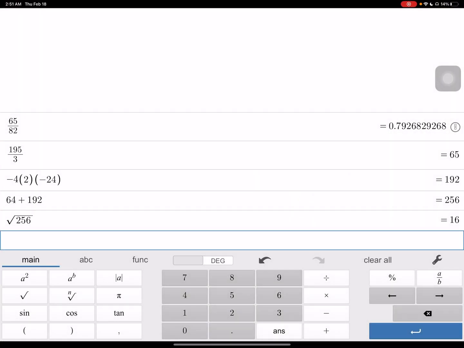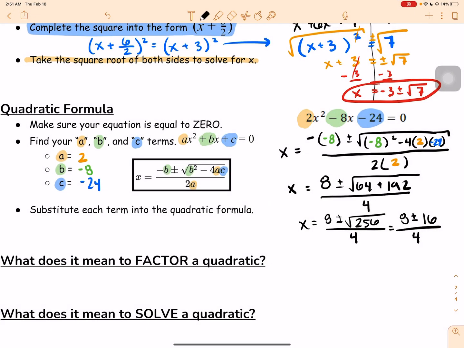Let me just make sure. Yep, 16. So now we can split them, okay? So we have x equals 8 plus 16 over 4. x equals 8 minus 16 over 4. So we get x equals 22 over 4. No, I'm sorry. Yikes. 24 over 4.